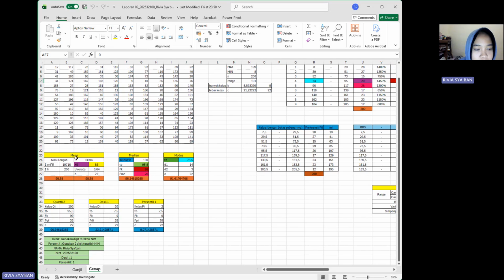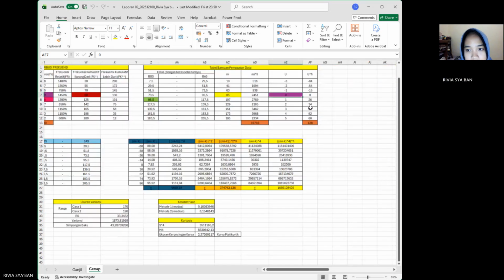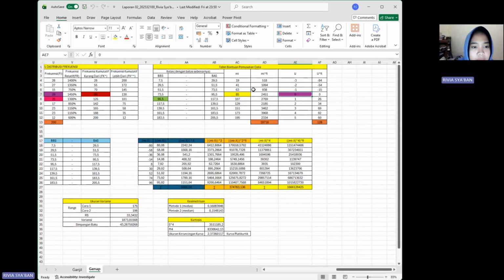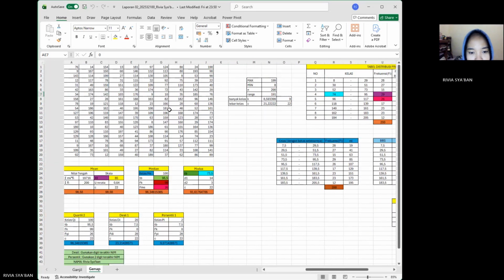Let's find the center of our data. For the mean, or average, we multiply each class midpoint by its frequency, sum them up and divide by the total data. We get 98.58 for the mean.